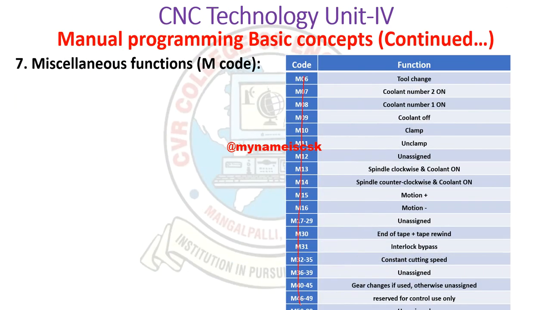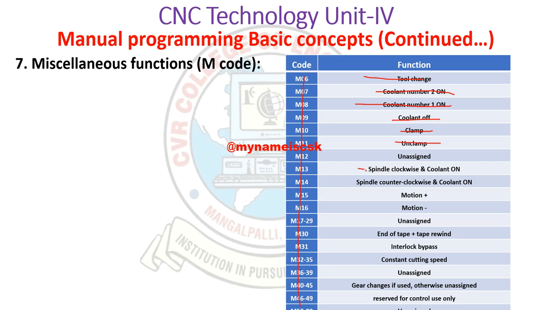Next, M06 to M99. M06 is nothing but the tool change. M07: second coolant will be on. M08: coolant number 1 will be on. M09: coolant will be off. M10: we can clamp the workpiece, and we can unclamp the workpiece by M11.